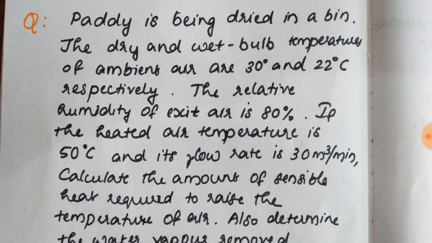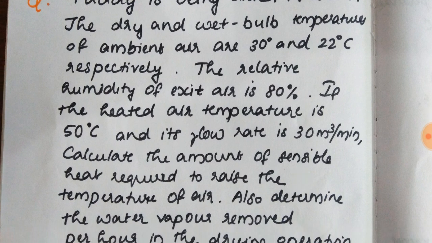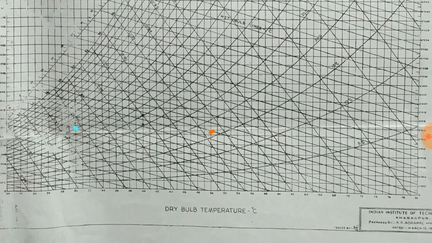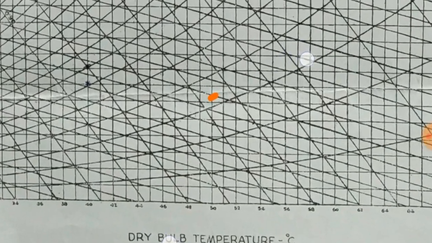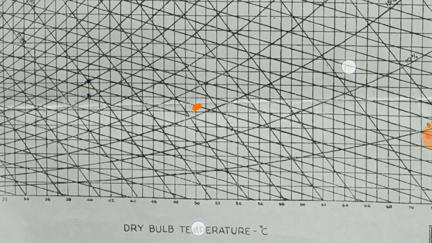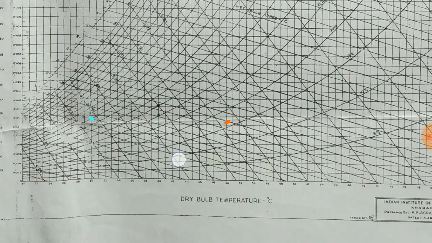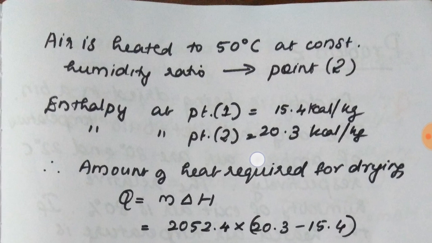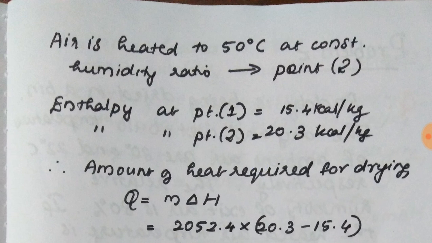The second condition in the question is that the air is heated up to 50 degrees Celsius. So from the psychrometric chart, we get another point by moving horizontally from the first point till it reaches 50 degrees Celsius dry bulb temperature. So we'll get a point like this. At this point, we have to measure the enthalpy at point 1 and point 2. At point 1 we'll get it as 15.4, and at point 2 it will be 20.3.